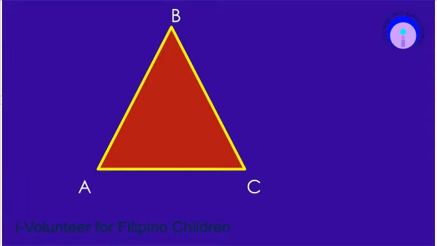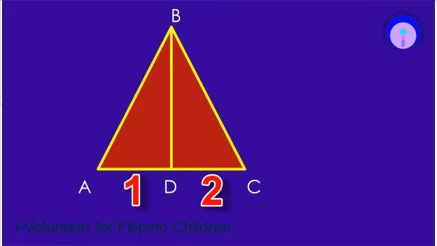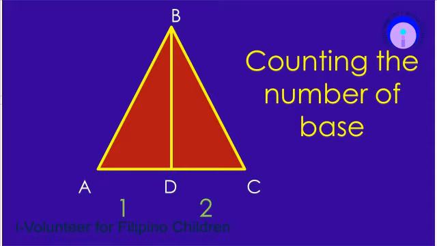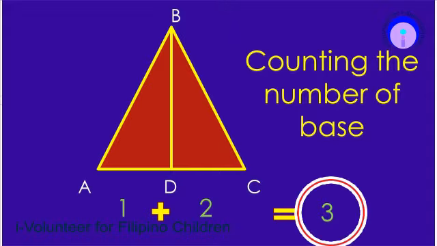Points A, B, and C make a triangle, and it has one base. For this example, we have 1, 2 bases. Therefore, the total number of triangles is equal to 3.